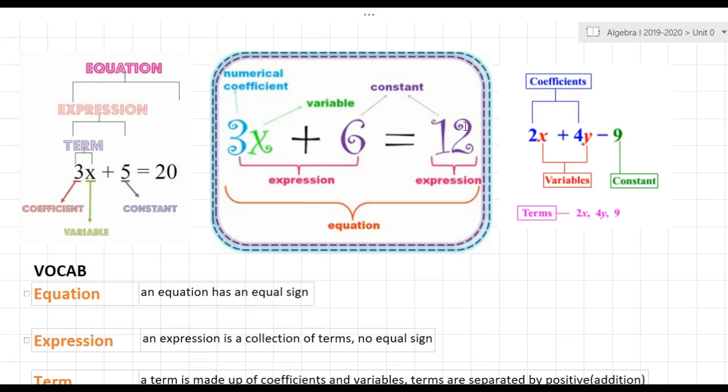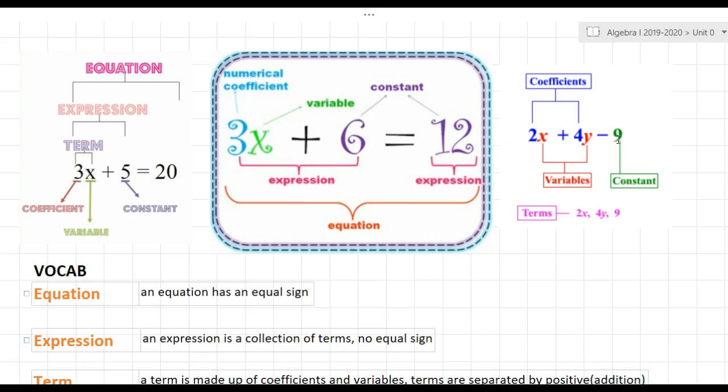Terms. A term is made up of coefficients and variables. Terms are separated by positive and negative signs, so they are separated by the addition and subtraction signs. In the first example, 3x is a term, 5 is a term, and 20 is a term. In the second example, 3x is a term, 6 is a term, and 12 is a term. In the third example, 2x is a term, 4y is a term, and 9 is a term.